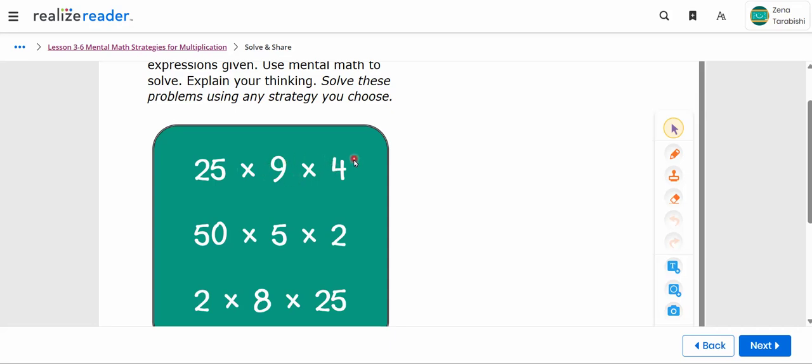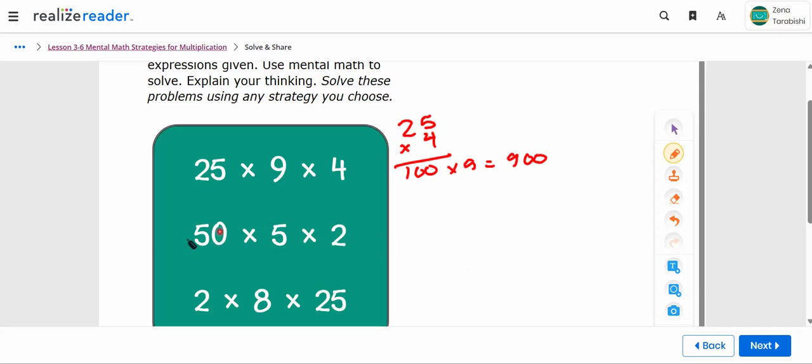And so we can go ahead and try this out. If you want, you can try 25 times 9 and then times 4. And I'm going to try 25 times 4 and then 9. So our first equation will be 25 times 4. And I know 25 times 4 will give me 100. And then times 9 will give me 900. So your answer should be 900.